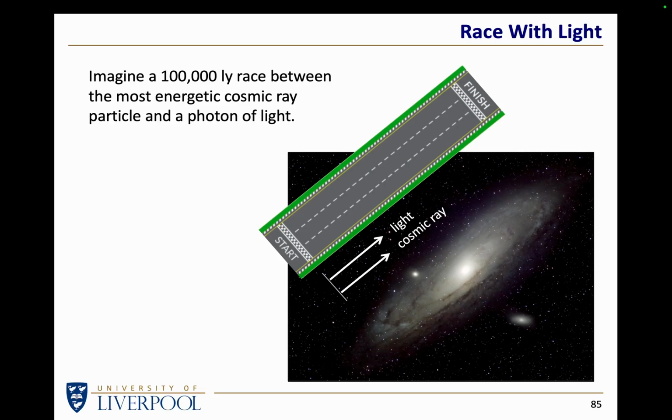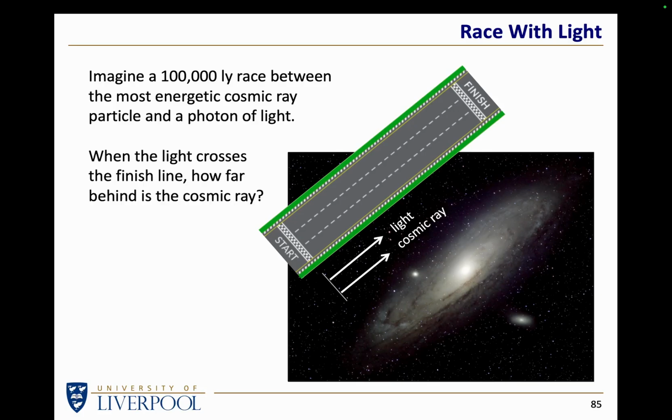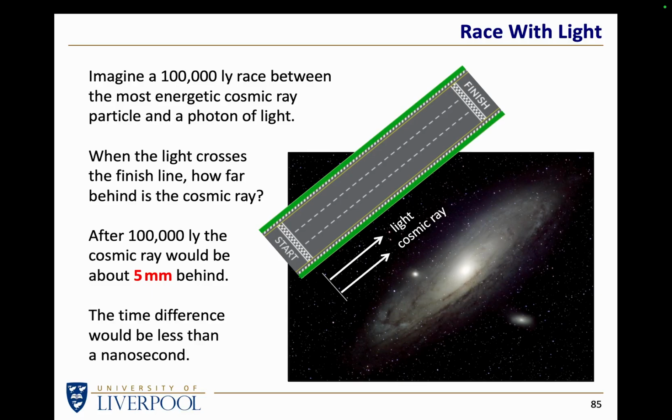When the light crosses the finishing line, how far behind it is the cosmic ray? And the answer is, if you do that calculation, how much ground does it lose after traveling 100,000 light years? The answer is 5 millimeters. If you prefer it in terms of time, after a race lasting 100,000 years, the cosmic ray is behind it by less than a nanosecond. It's actually only a few picoseconds, a few trillionths of a second behind it after 100,000 years.